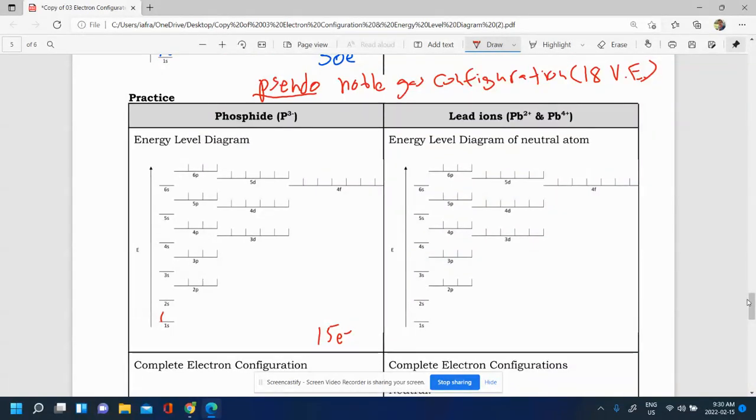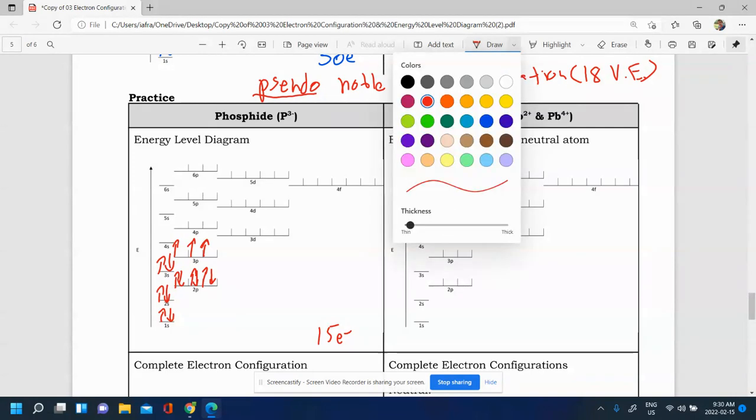So we have 15 electrons, 1, 2, 3, 4, 5, 6, 7, 8, 9, 10, 11, 12, 13, 14, and 15. So notice that I added those singly first. I didn't pair anything yet.